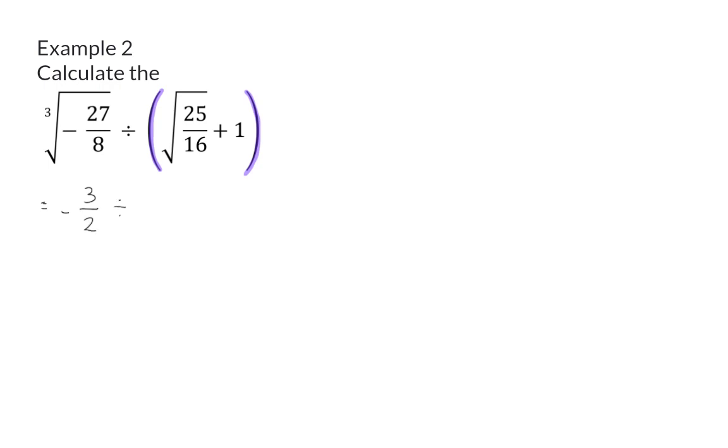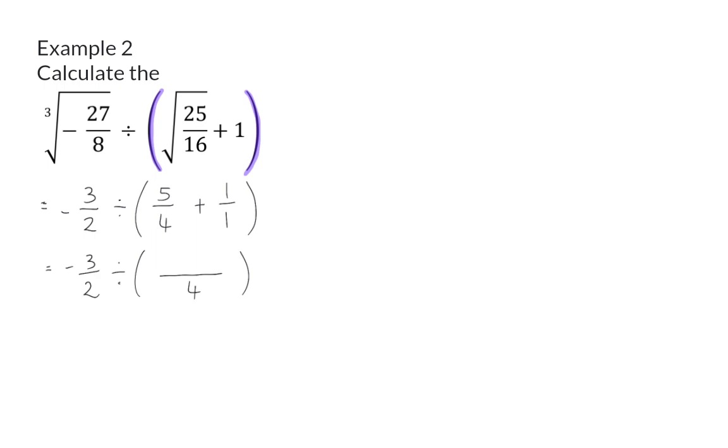Inside the bracket, I firstly need to determine the square root, which means I can individually get the square root of the numerator and the denominator. To this, I then need to add 1, which I'm going to rewrite as 1 over 1. Now, I still need to simplify further inside the bracket, and to do that, I want to add, which means I need to get a common denominator.